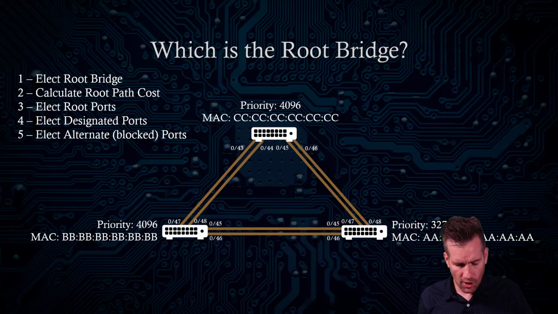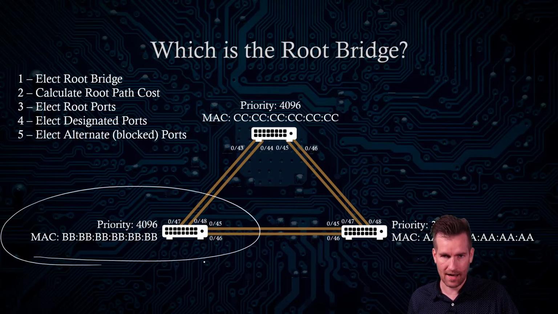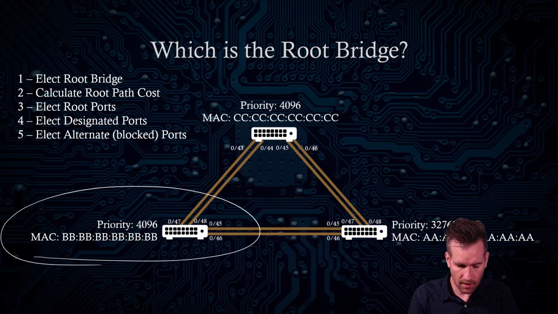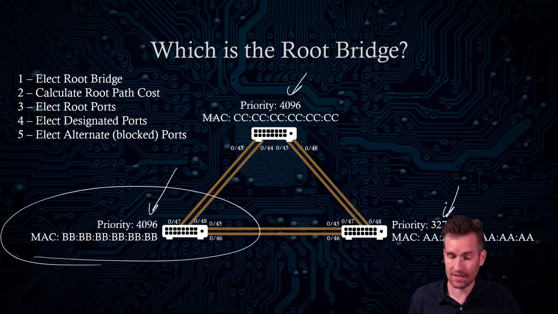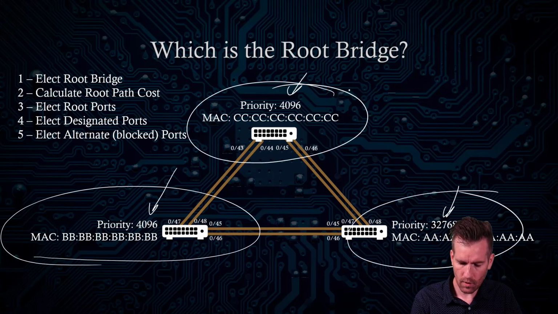All right, if you chose that this switch right here is the root bridge, you would be right. Let's look at what plays into this. First of all, we take a look at the priorities of the switches: 4,096, 4,096, and 32,768. It's looking for the lower ones. These two are the same, but they are lower than this one, so it has to be either switch 2 or switch 1 here.